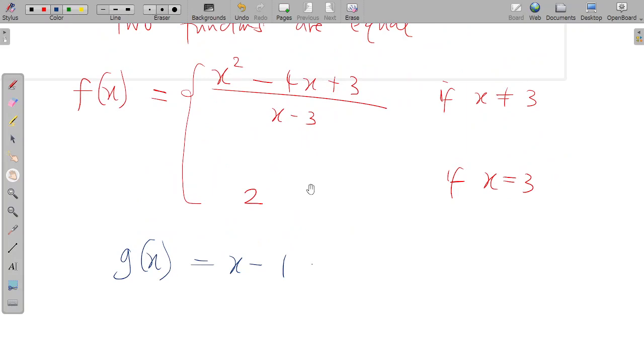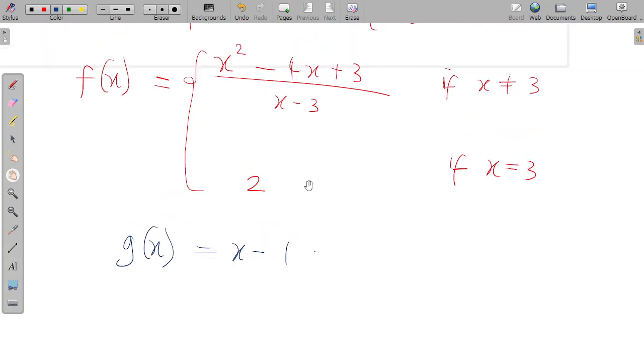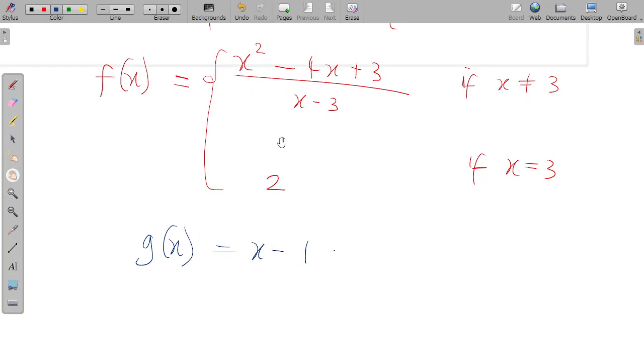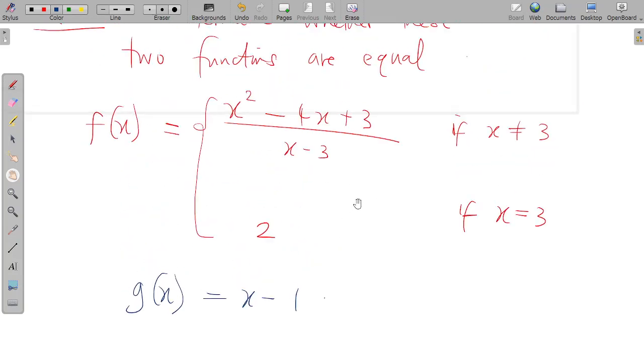The first thing to check if two functions are equal is the domain. So we need to find the domain of f of x and then find the domain of g of x. If the domains are not equal, then automatically we stop and conclude they are not equal. But if the domains are equal, then we go to the next step and check each x. When you put each x in f of x, is the output the same when you put it in g of x? If we are able to confirm that, then they are equal. Okay, so let's go for the domain first.